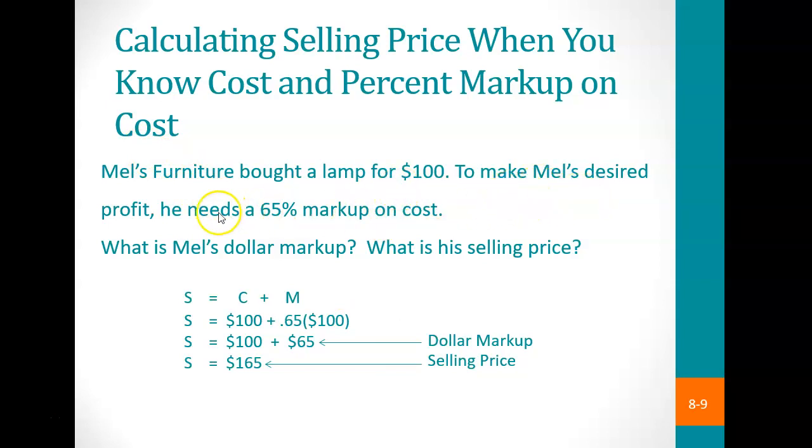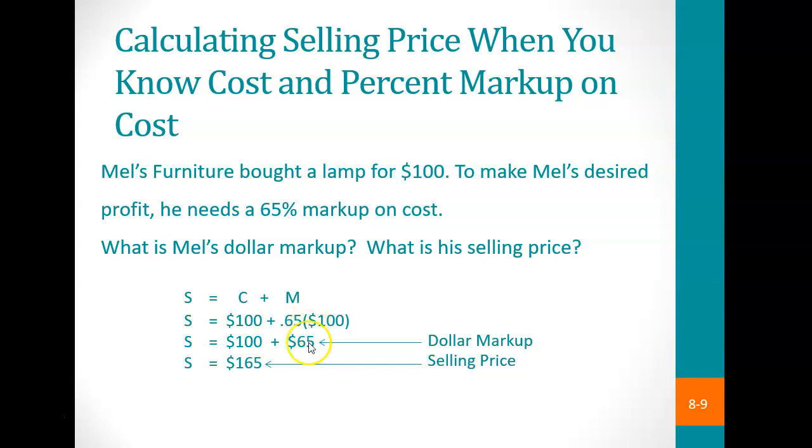Okay? This time we have Mel's Furniture bought a lamp for $100. To make Mel's desired profit, he needs a 65% markup on the cost. The question is, what is Mel's dollar markup and what is his selling price? So again, Mel desires to make a profit. He needs a 65% markup on the cost. So again, selling price equals cost plus markup. We know the cost is $100. The markup he wants is 65% of the cost.